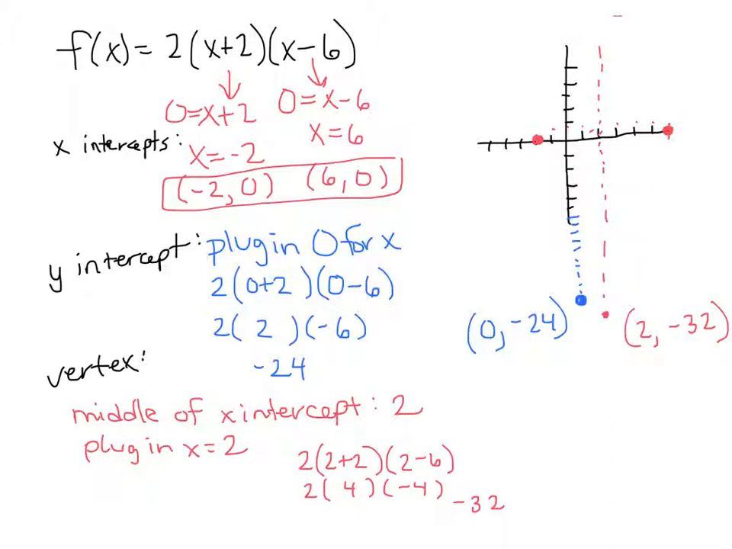From here, now we can draw our U-shaped parabola through the x-intercepts to the minimum vertex, to the y-intercept, and back up. And there you have solved a quadratic for the x-intercepts, y-intercepts, and vertex.